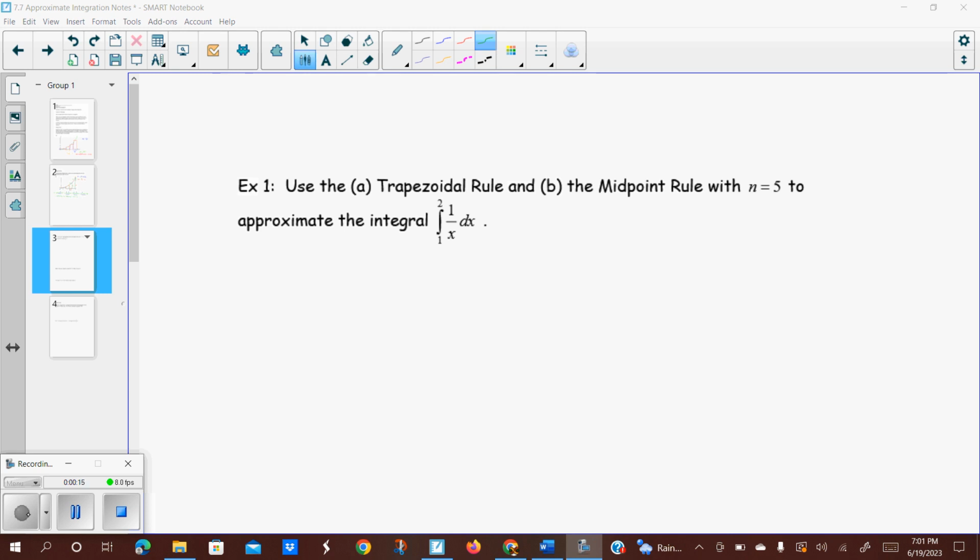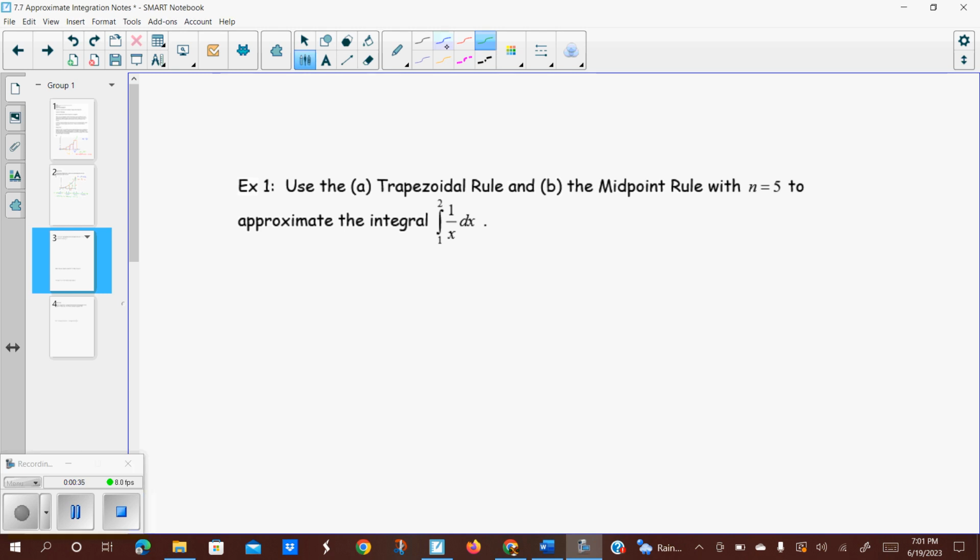So our first actual example of a problem: use the trapezoid rule and the midpoint rule with n equals 5 to approximate the integral from 1 to 2 of 1 over x dx. Now obviously this is an antiderivative and integral that we can do, but we're going to use this one because it's a relatively simple one to start off with.